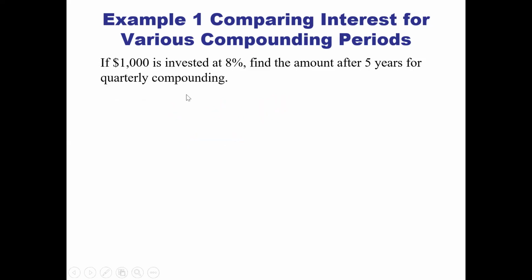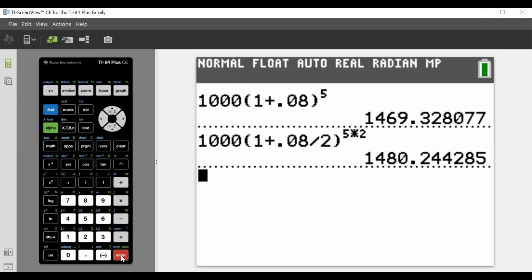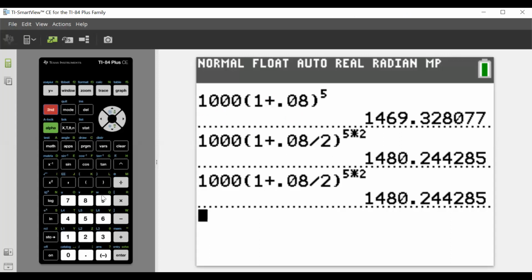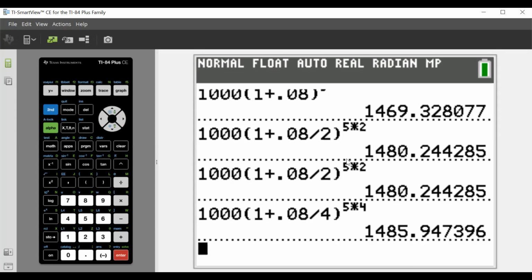All right, so that's semi-annual. So now let's do quarterly on the same one. And so the only difference there is we're going to have A is equal to, again, 1,000 times 1 plus 0.08. Now it's quarterly, so we have 4. And then we'll have 4 times 5. And so let's see what we get there. And let's do a second that. And so now we need a 4 here. Oops, and a 4 here. And we get 1485.95.